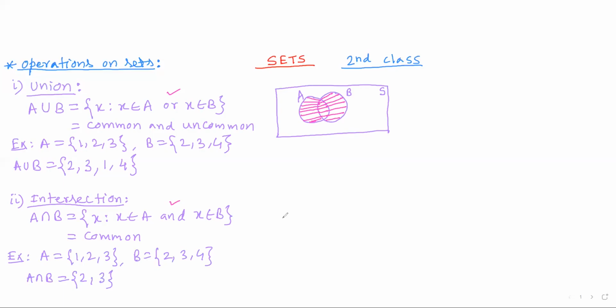Now if I draw the Venn diagram of this intersection, then in this way, first I have to take one rectangular box. This rectangular box will represent the universal set S, and here I'm taking one circle for set A and another circle for set B. Now A intersection B means we have to take only the common portion. So this is the common portion between A and B, and this portion will represent the Venn diagram of A intersection B.